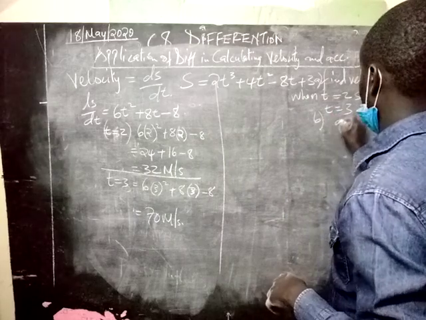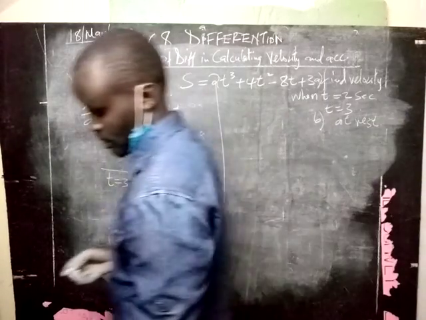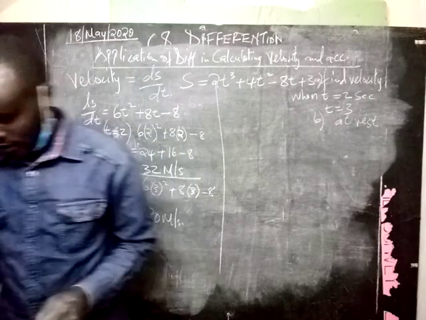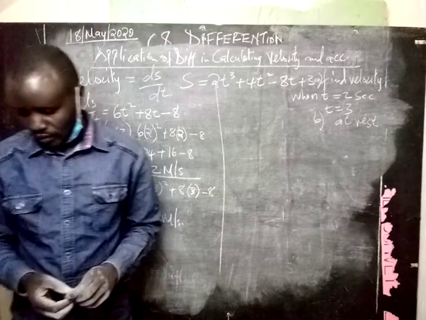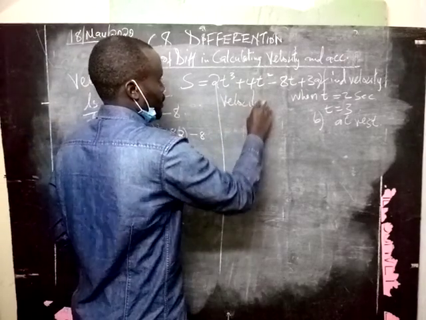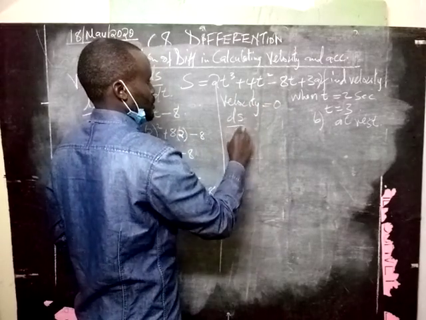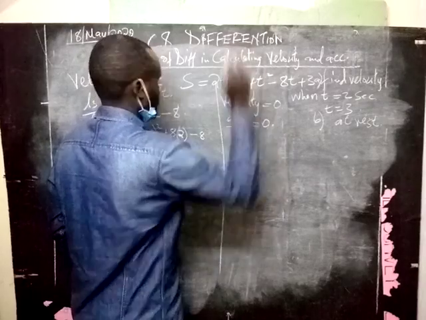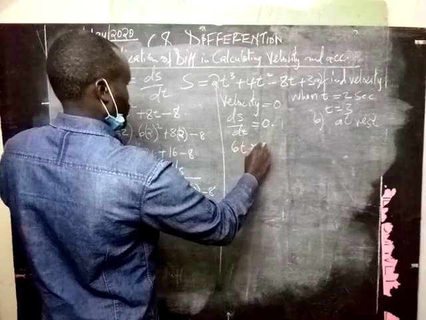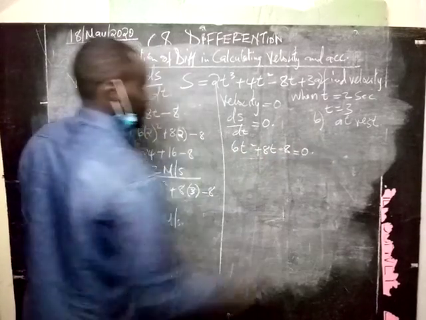Then the instant at which the particle is at rest, that is B. The particle is at rest. After how long is it going to take for this particle to come to rest? At this point, we know that the velocity at the point of rest equals 0, meaning ds over dt equals 0, meaning we're going to equate this to 0. So we'll have 6t squared plus 8t minus 8 equals 0.